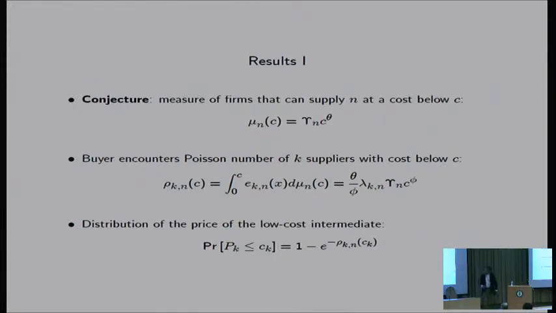Okay. Now you say, well, what's the chance, now I'm a firm that's buying, that I'm going to find an intermediate supplier with a price less than C_k? Well, it's just 1 minus the probability that I got a realization of 0 on that Poisson distribution above, and that's e to the minus rho. So 1 minus e to the minus rho is my intermediate price distribution.